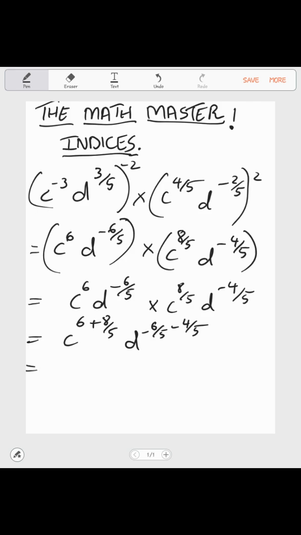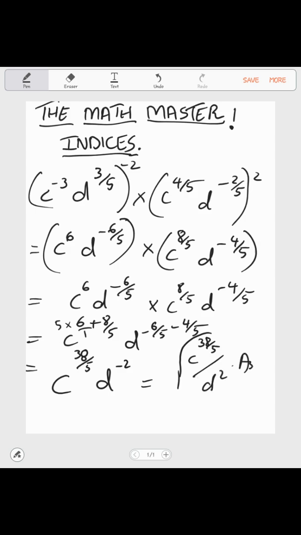So the bases are not the same in this one. Let me just use a calculator real quick. My brain is a calculator, so I'm just going to multiply: 30 over 5 plus 8 over 5, C power 38 over 5. This is a power, right? C power 38 over 5, and D power minus 6 minus 4, minus 10 over 5. 5 1s are 5, 5 2s are 10, so minus 2 is the D power. And now if you want to make the base positive again, you can also write C power 38 over 5 divided by D square, your answer.